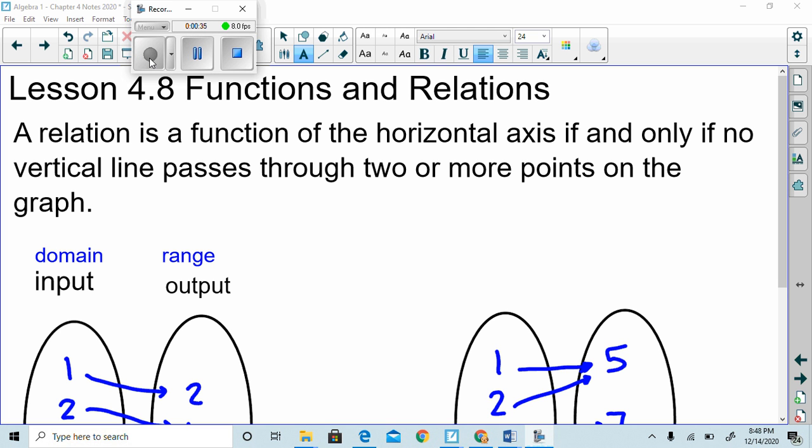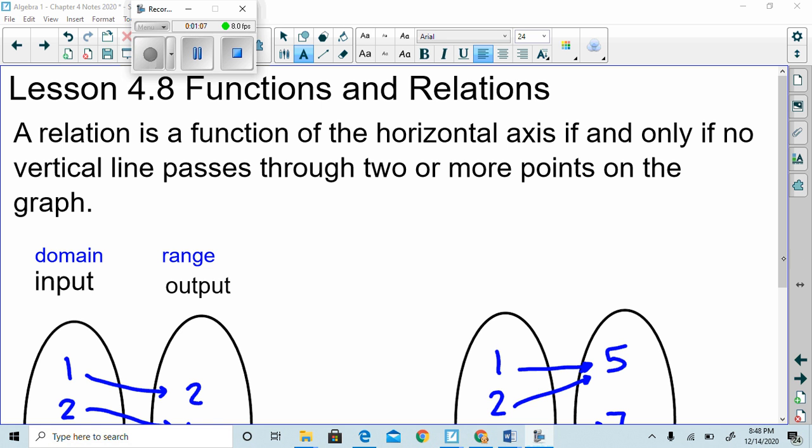So a relation is a function, again, stating that every domain or input value has exactly one range or output value. Hopefully those words are familiar to you. Another way that we can look at this is looking at the function that's been graphed. And a relation is a function of the horizontal axis if and only if no vertical line passes through two or more points on the graph. And we'll get to that in just a moment.